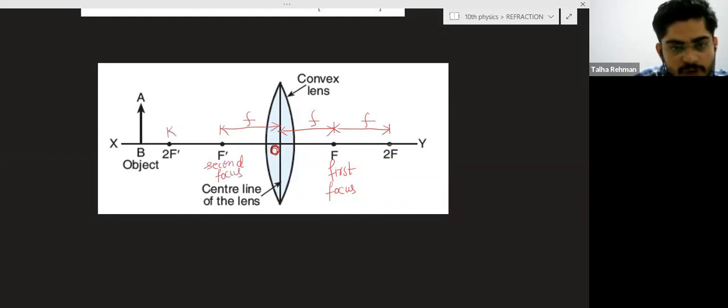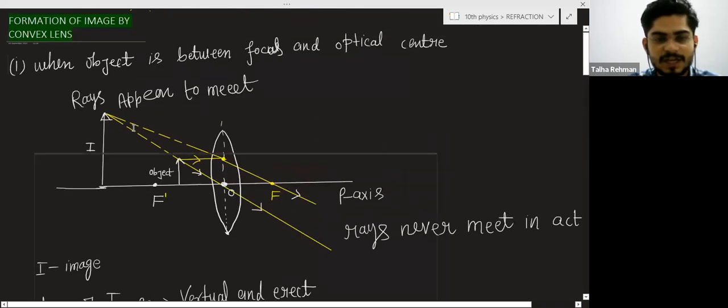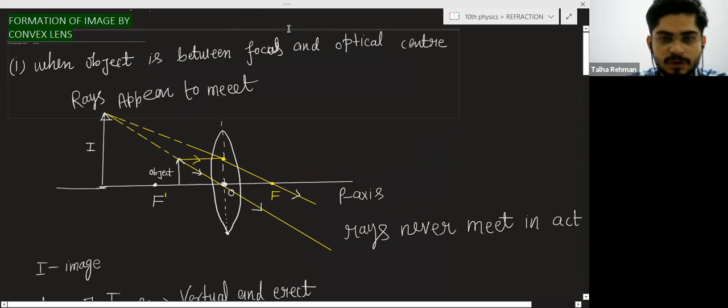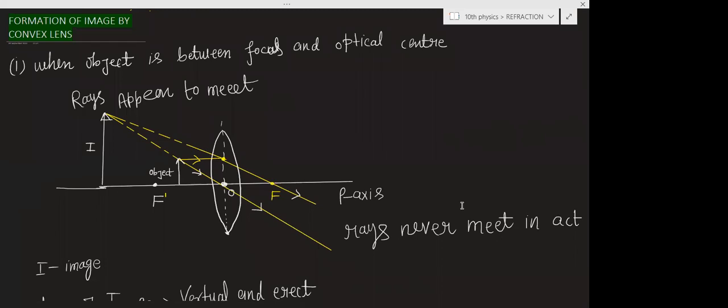And here also this length is small f. Each of these lengths is small f, and we are measuring the distance from the optical center. And the object is here now. Earlier we placed this object between the second focus and the optical center, and we got this type of image. Okay, Azaan, are you getting? Yes, sir.